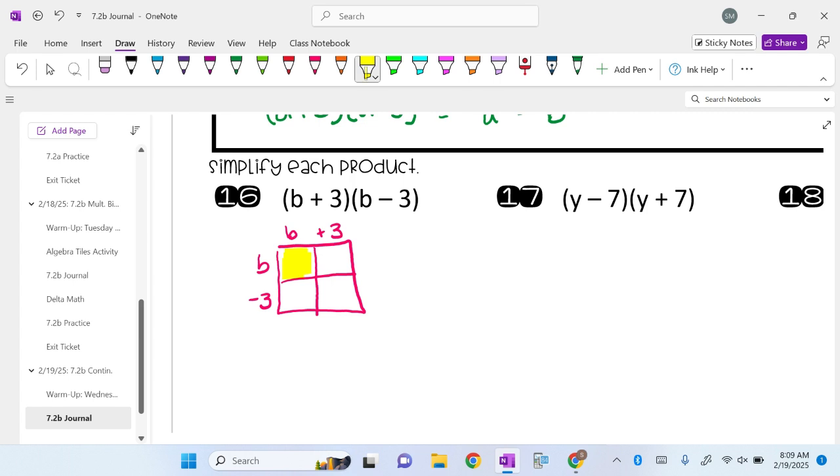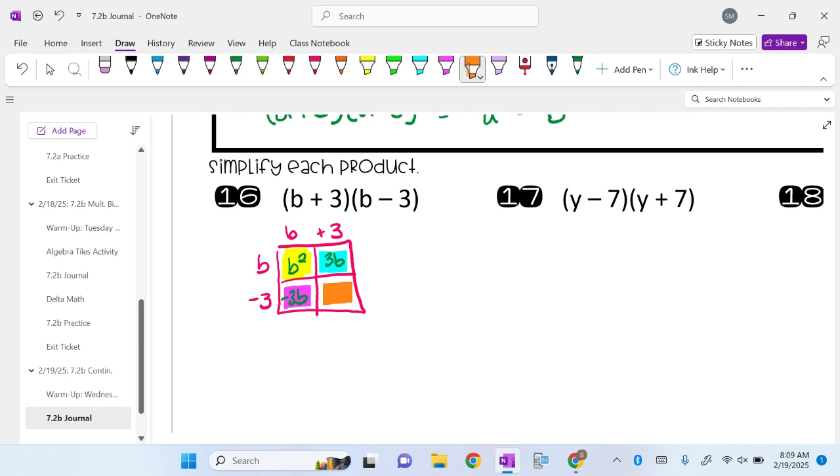The two b's, because that's what's in line, the column and the row that's aligned to that box. So we would get b squared. What about this box? 3b, because we're multiplying 3 times b. This box? Negative 3b, because we're multiplying negative 3 times b.